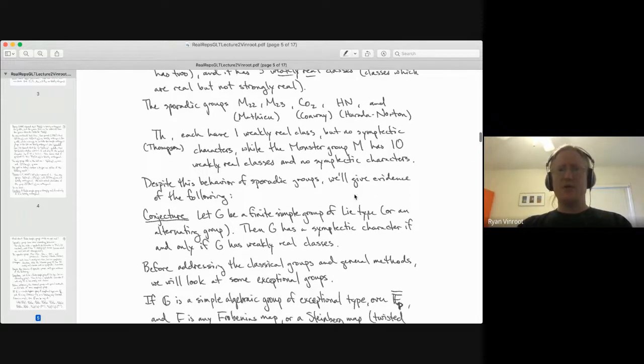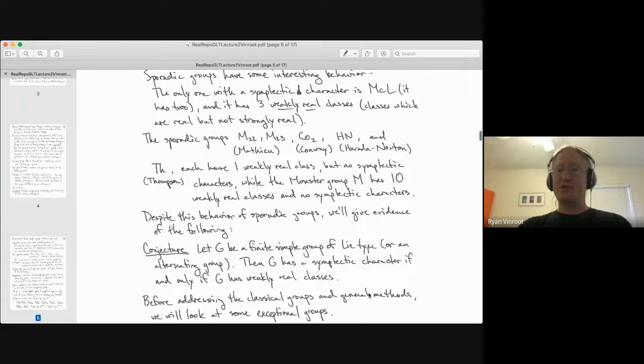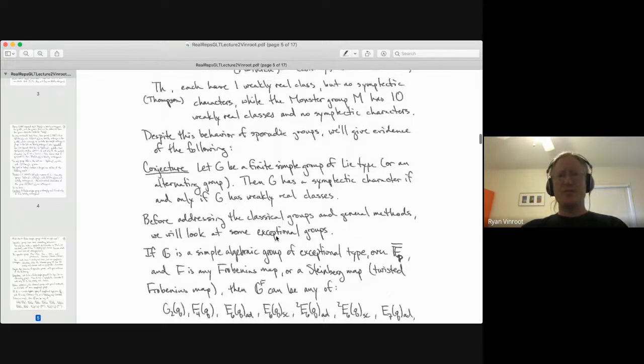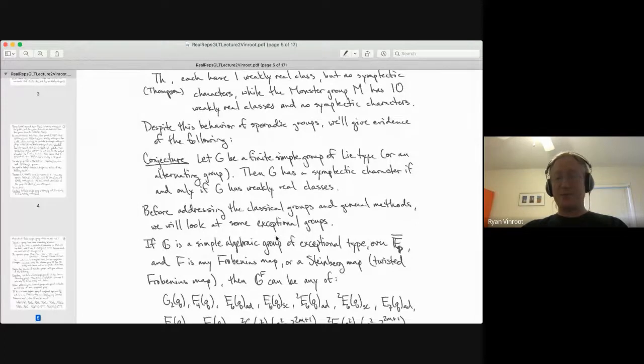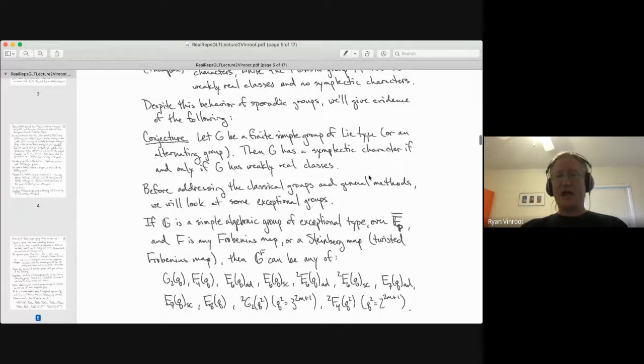Okay, so I want to look at some exceptional groups because in that list of real simple groups of Lie type, they were all classical except for the Steinberg triality group. That was the one exceptional group, but there's some interesting behavior in the exceptional groups that provides some evidence for this conjecture. So I'd like to look at these exceptional groups for a little while, and I'm not an expert in exceptional groups, which means I'm going to list them all and explain where they come from because it's something I don't know extremely well myself.